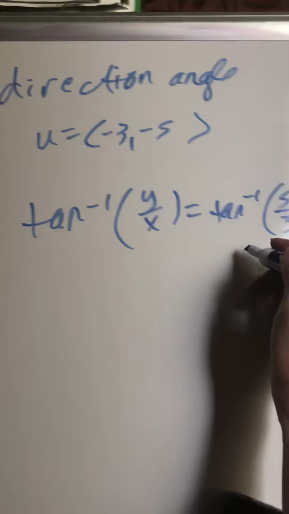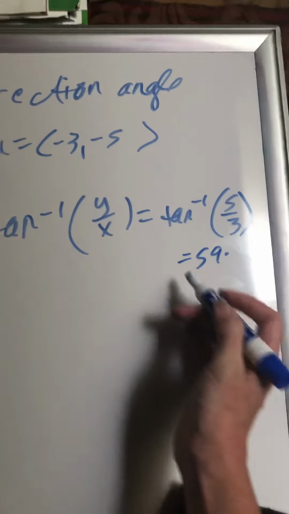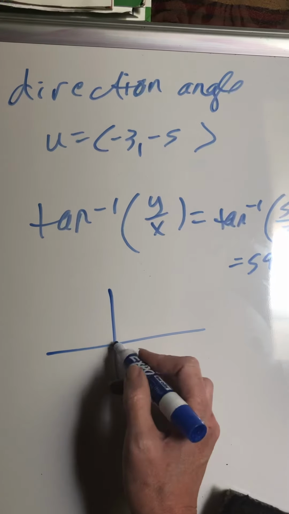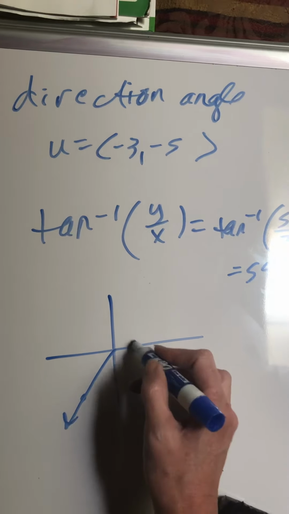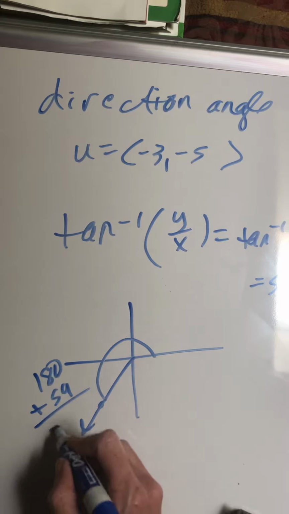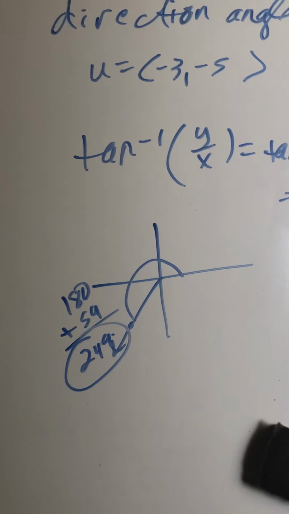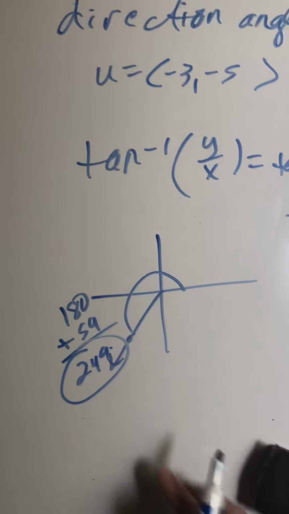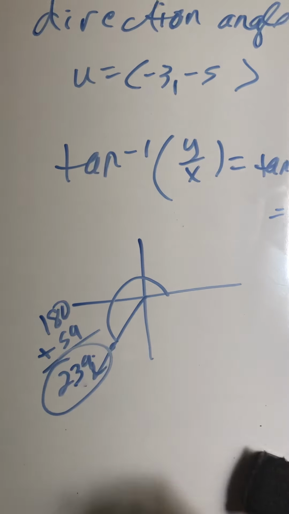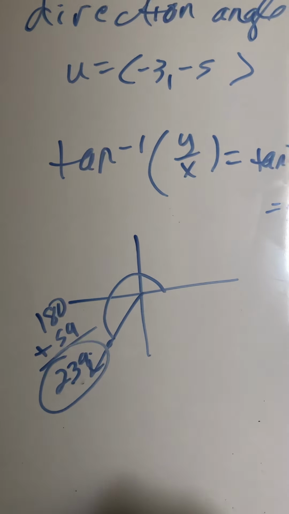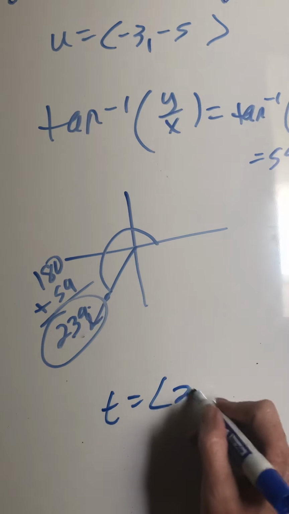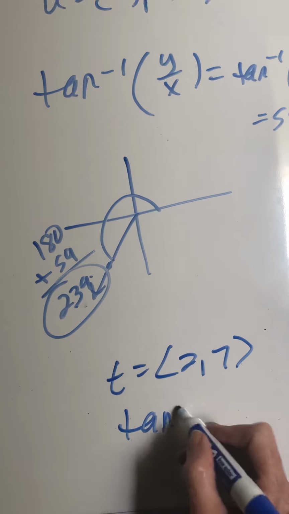And that gives me about 59. Now, that's not a 59-degree angle. That's not the direction for that. Why? Because that's in the third quadrant. Why is it in the third quadrant? Because it's left 3, down 5. So I want this whole angle. So I've got to add 59 to 180 to get it into the correct quadrant. So your direction angle there is 239.